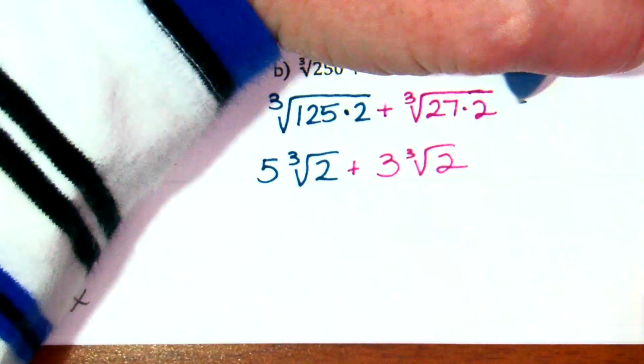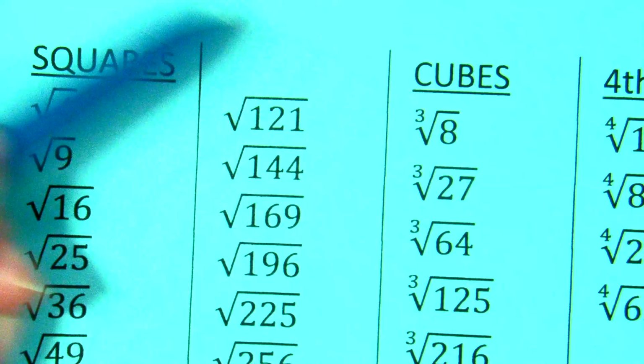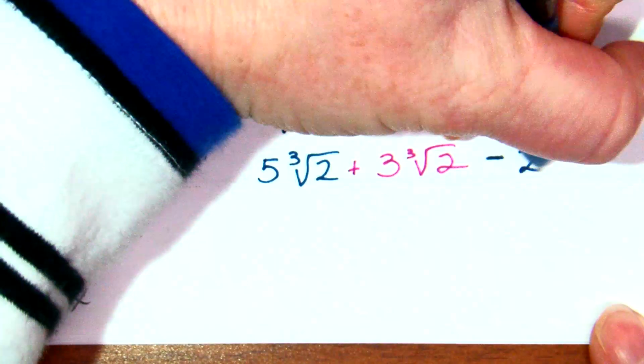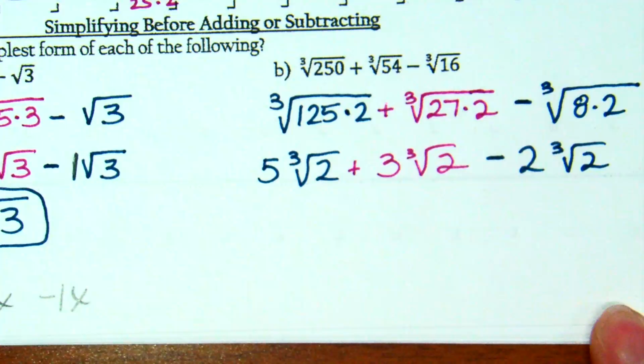Now, in this case, 16 is not a difficult number to work with. You only got one choice. Does 16 divide by 8? Yeah. It does, and it so happens to be 8 times 2. What's the cube root of 8? 2. So 2 cube root of 2.